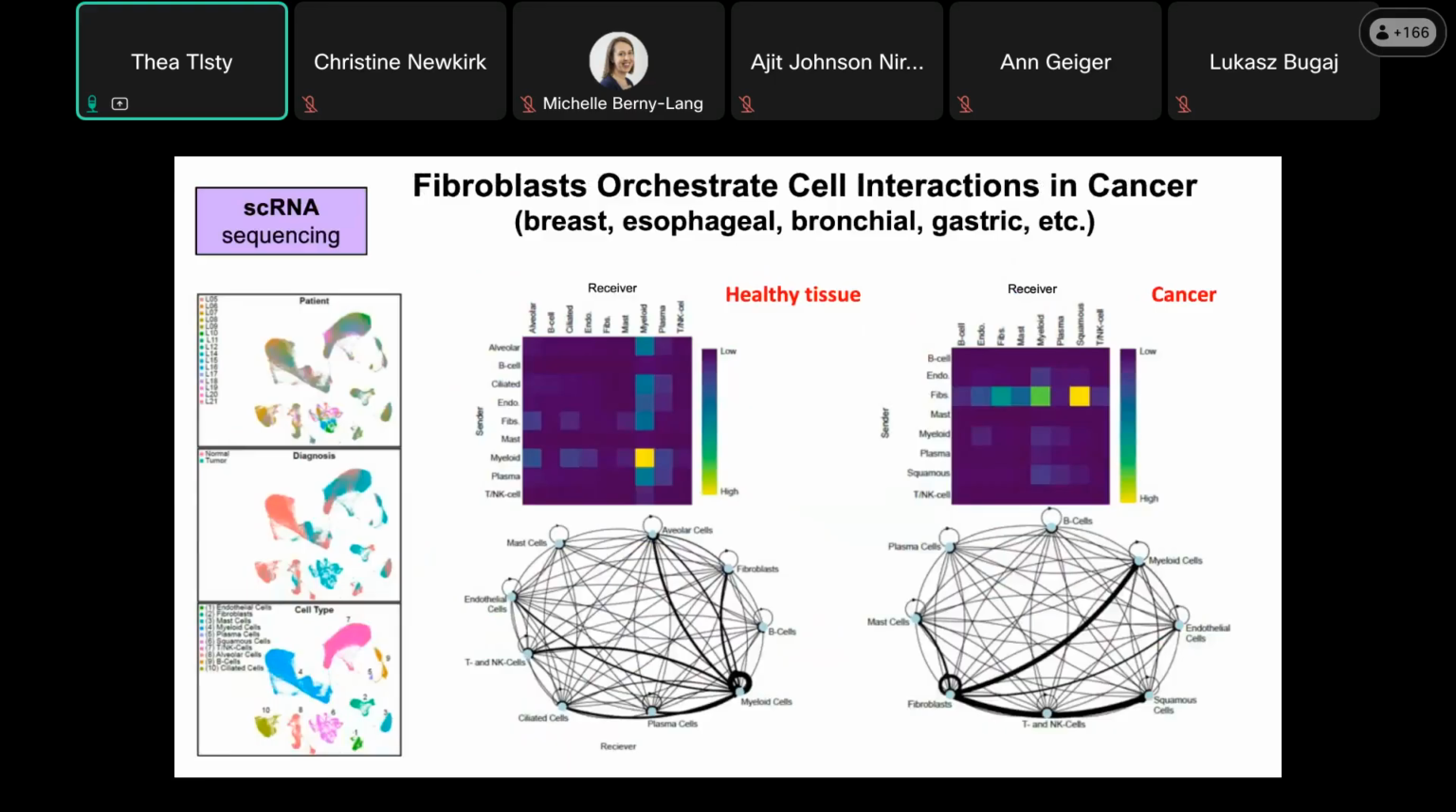So using the single cell sequencing information, you can see that healthy tissue has robust conversations amongst all the cells that are in that tissue. By the time you get to a cancer, notice that the fibroblasts are talking quite animatedly to the immune cells and the cells that have changed cell identity, pointing us to the direction of the fibroblasts.